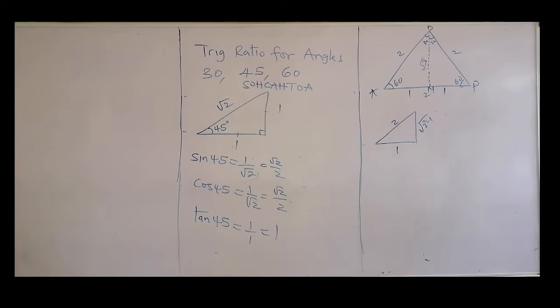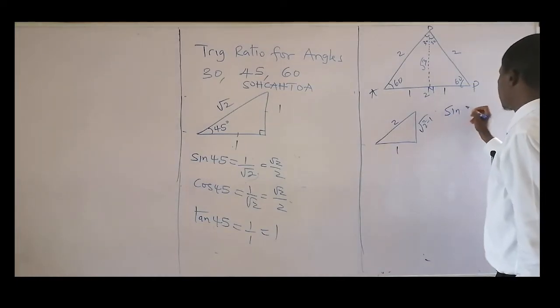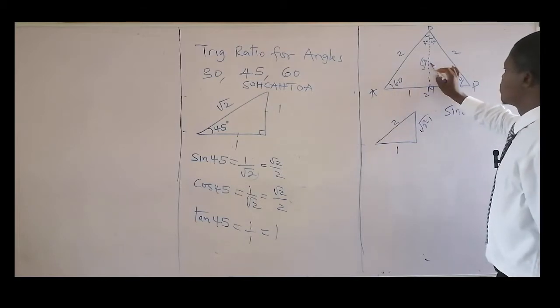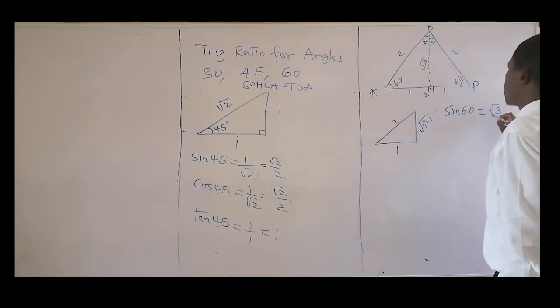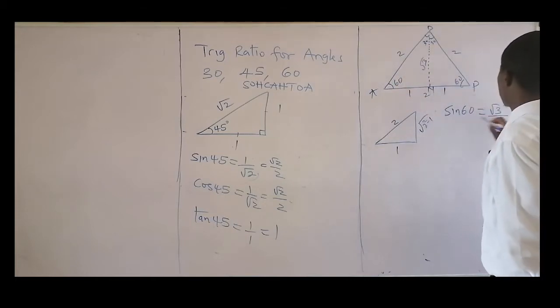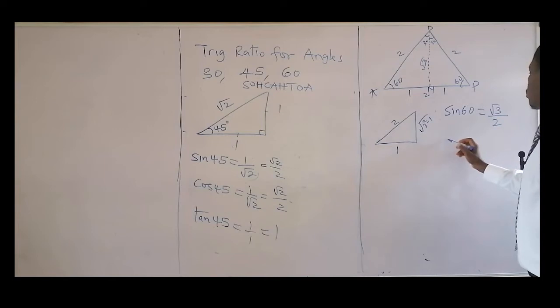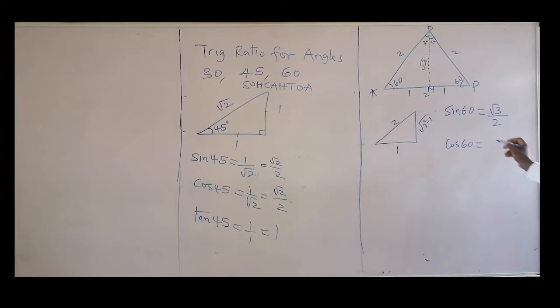So which one should we start from now? Let's start from sine 60. Sine 60 is what? Opposite over hypotenuse. The hypotenuse, that's 2, so root 3 over 2. Cos 60, that's half, 1 over 2, adjacent over hypotenuse. Then tan 60. Tan 60 is opposite over adjacent, which is root 3. So that's that in this case.